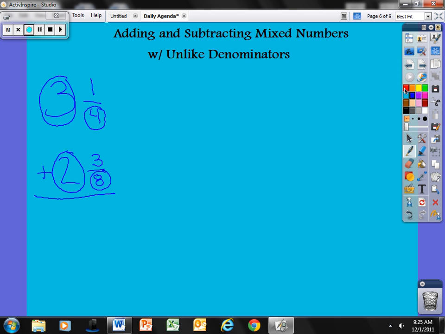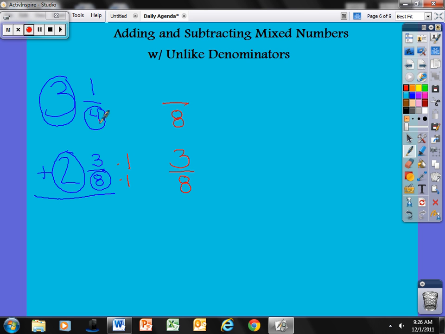What I need to do is I need to now make common denominators. So what's the least common multiple of 4 and 8? It is 8. So make a fraction bar and put my denominator as 8. Make a fraction bar and make my denominator as 8. What did I multiply 8 by to get 8? I times it by 1. 1 times 8 is 8. 1 times 3 is 3.